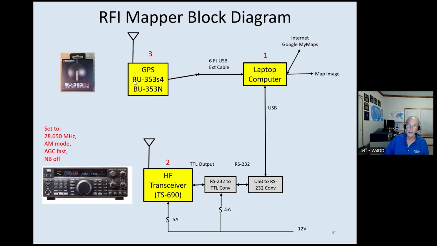And the third thing is a simple GPS. I bought this, the one I use. I actually have two of them now, but the first one I bought was $30. Now they've gone up to $45 or so.